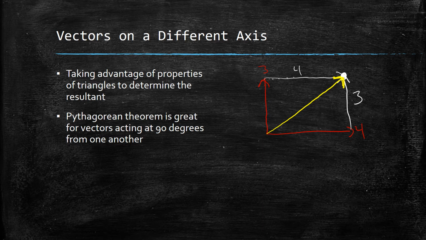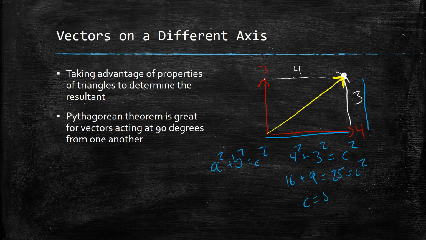And how do we figure out the length of that? Well, our Pythagorean theorem is a squared plus b squared equals c squared. We have one side of our triangle here, it's a length of 4. The other side of our triangle is a length of 3, and that all equals c squared. So 4 squared is 16, plus 3 squared is 9. That would be 25 equals c squared, so c equals 5.